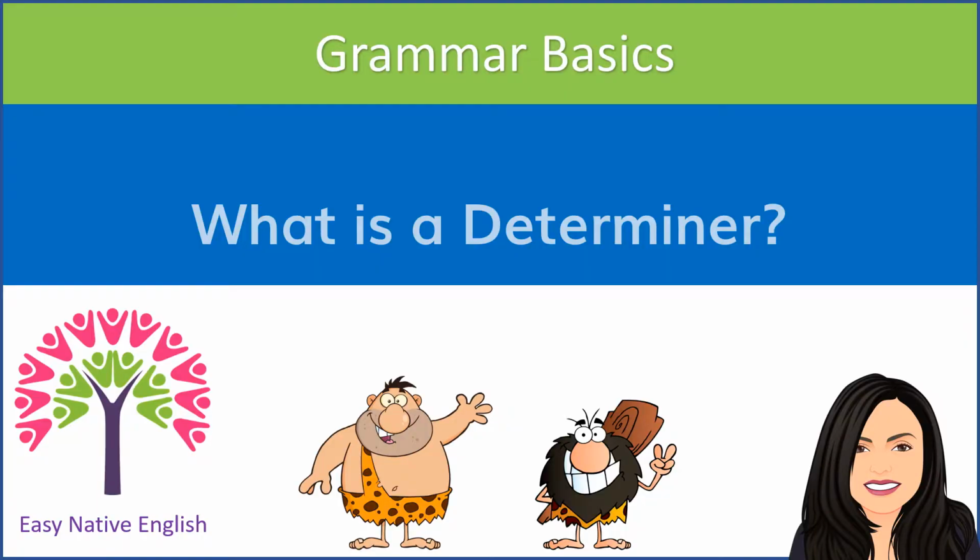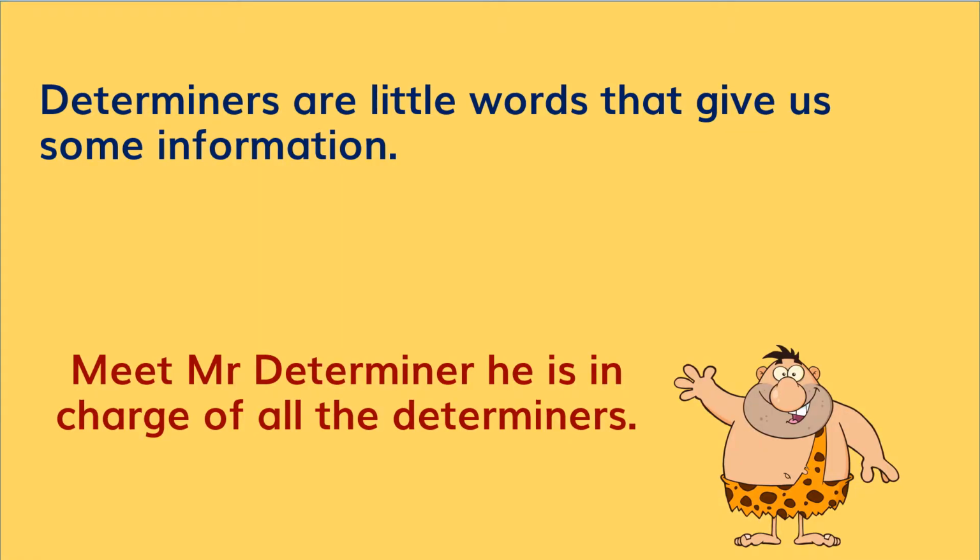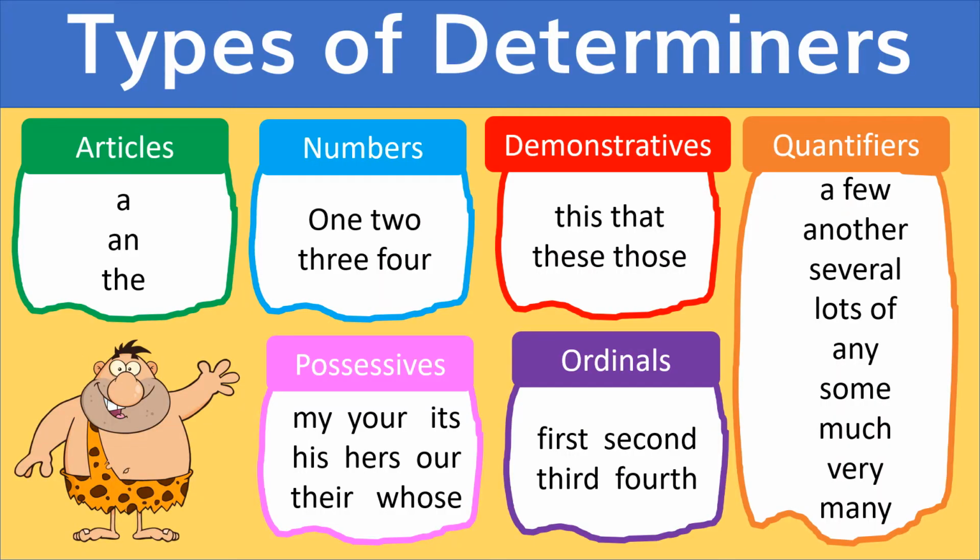Grammar Basics. What is a determiner? Determiners are little words that give us some information. Meet Mr. Determiner. He is in charge of all the determiners. Types of determiners. Here are different types of determiners. Articles are a type of determiner. They contain the words a, an, and the. Numbers are also determiners. 1, 2, 3, 4, etc.